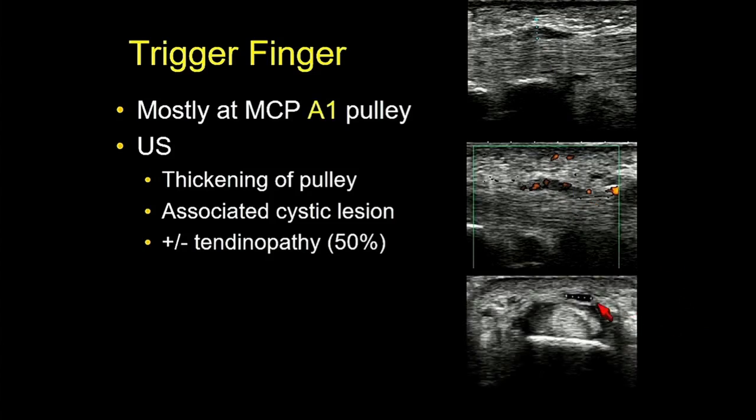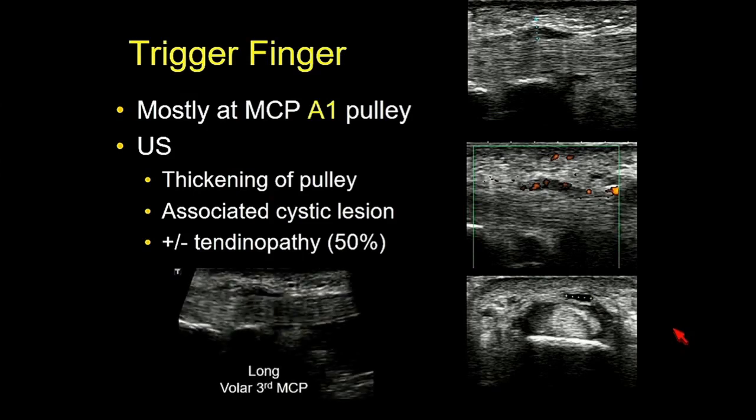You can have associated small little cysts around this region, and the tendon may or may not be thickened and edematous, so you may have some tendinopathy there as well, which exacerbates the clicking phenomenon. So here is that longitudinal image through this region.